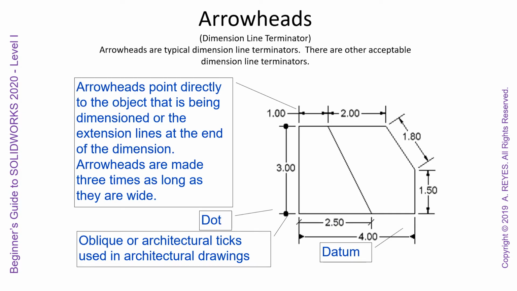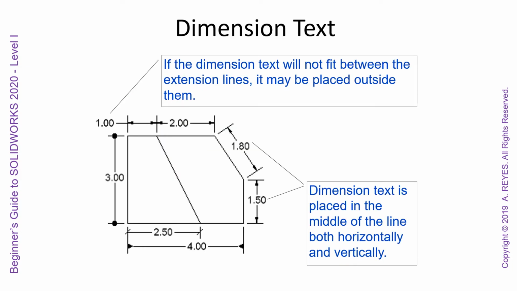Arrowheads, these are the typical dimension line terminators. There are other acceptable dimension line terminators like dots or datums, just depending on your company standards or whatever they're using on their basic templates. Arrowheads point directly to the object that is being dimensioned or the extension lines at the end of the dimension. They are made 3 times as long as they are wide. Dots, oblique or architectural ticks are used in architectural drawings. Those would be the big differences you see.